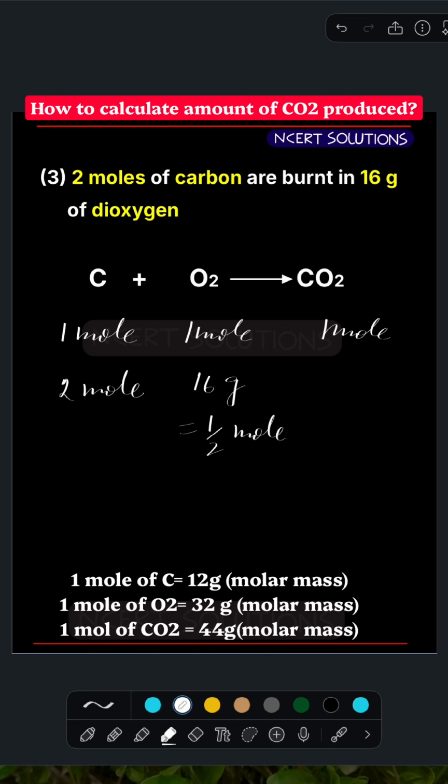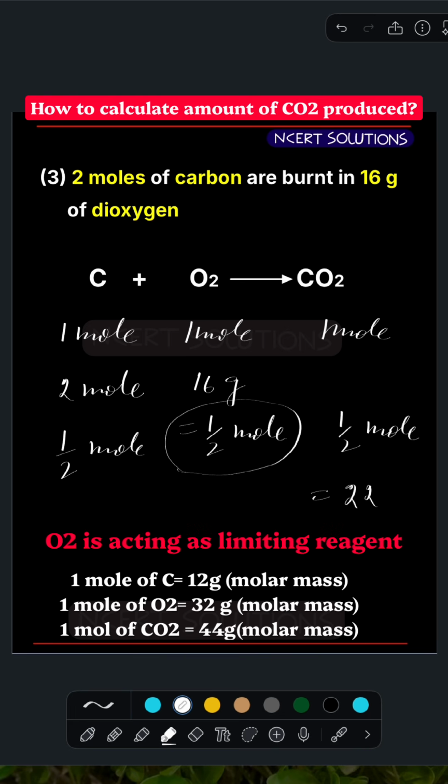Therefore this half mole will interact with only half a mole of carbon to give half a mole of carbon dioxide gas, which is again 22 grams.